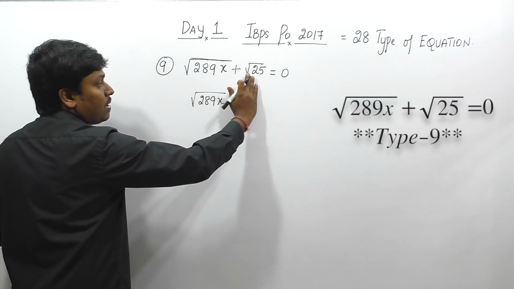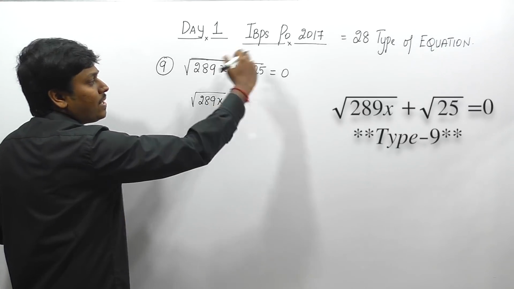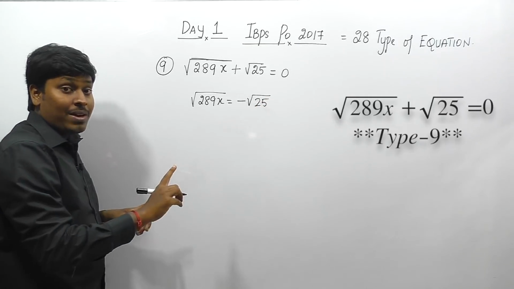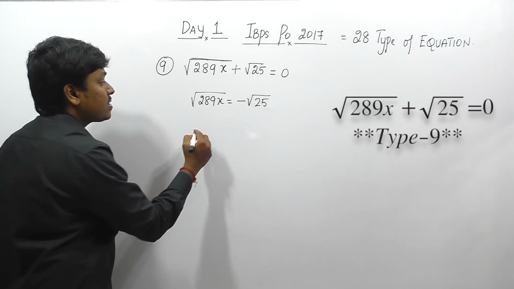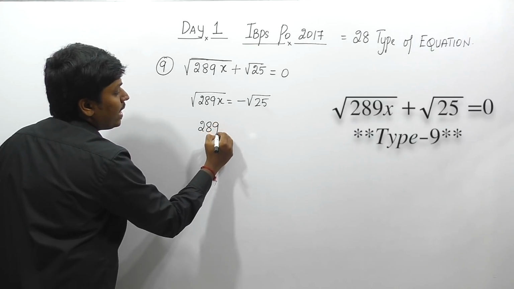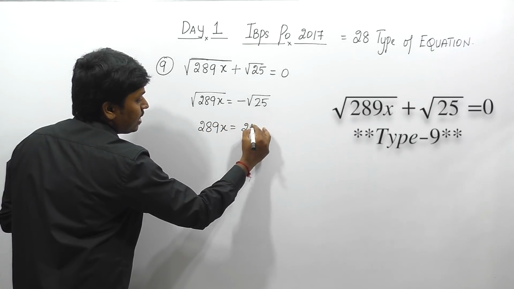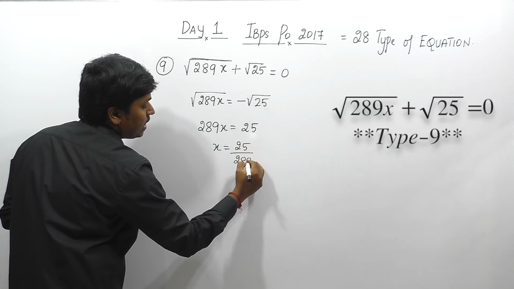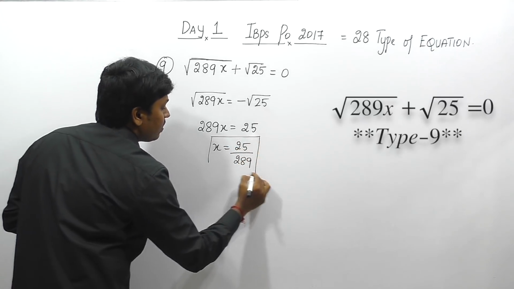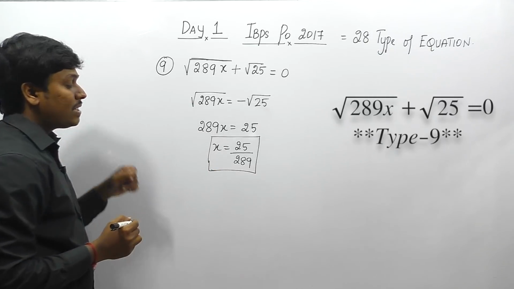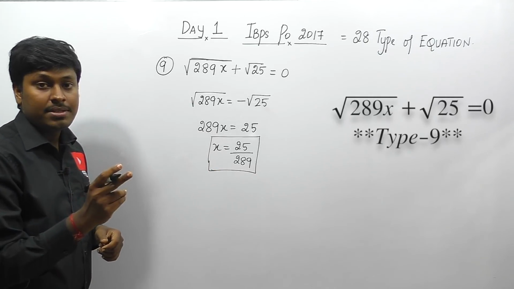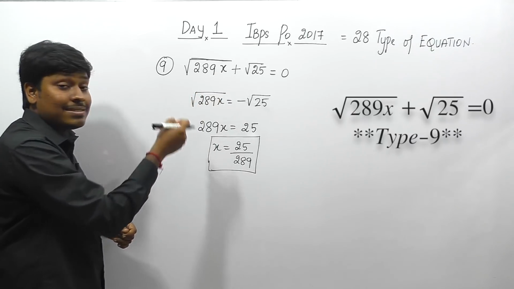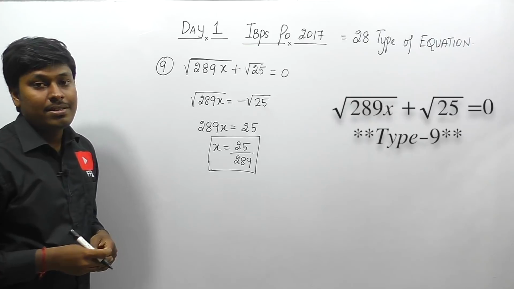289x is equal to, bring this plus root of 25 towards the right hand side, it becomes minus root 25. Now take square on both sides. If you take square on both sides, this becomes 289x is equal to 25, so x is equal to 25 divided by 289. So finally we got the value of x, that is 25 divided by 289. So, not to make a mistake, just carefully watch this value of x, whether x is inside the root or x is not inside the root.